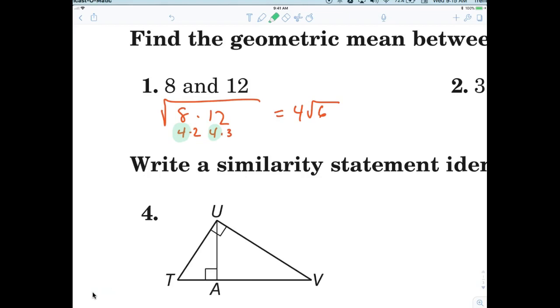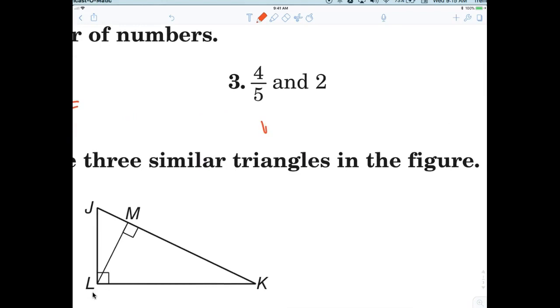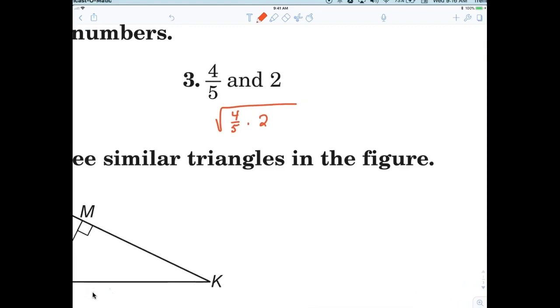Looking at question number 2, it would be the square root of 3 times 15, which I want everybody to say is 3 radical 5. There's no reason to multiply them together and then break them down. Question number 3, the square root of 4/5 times 2, and the square root of 4 is 2. So I have 2 times the square root of 2/5.